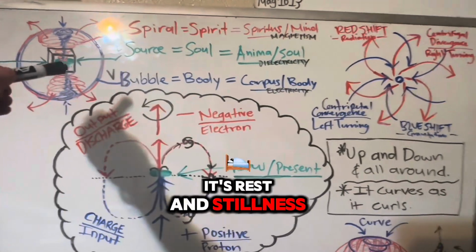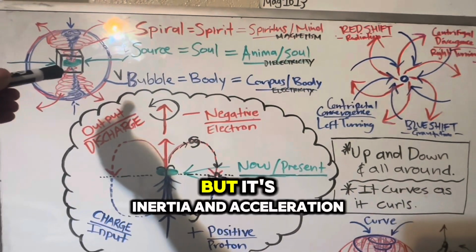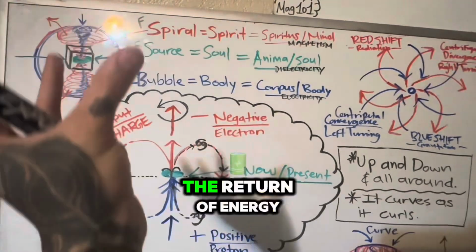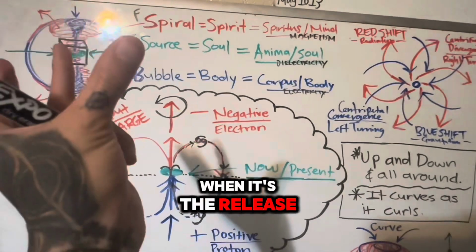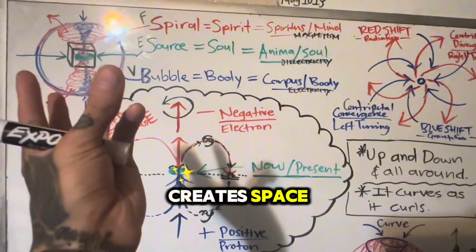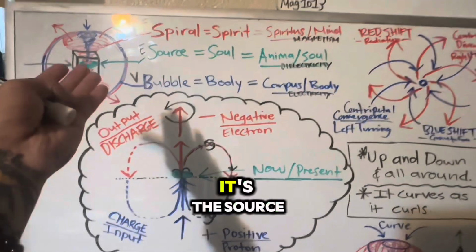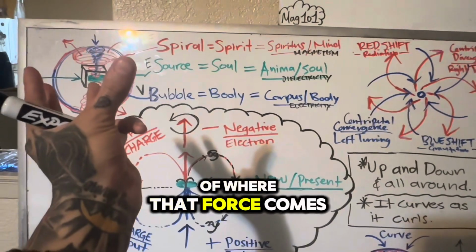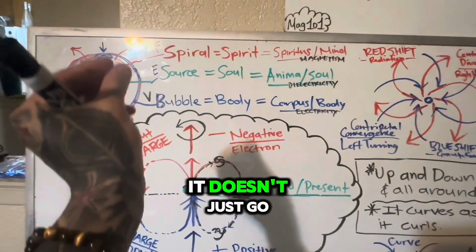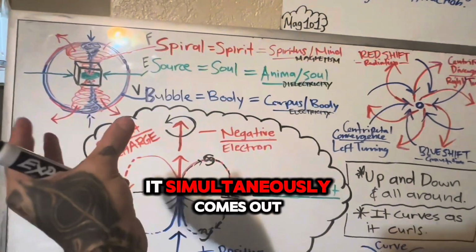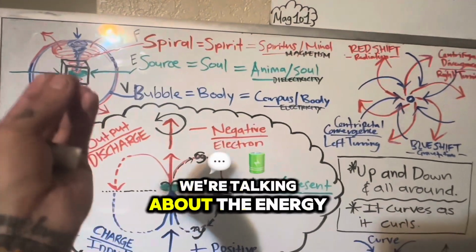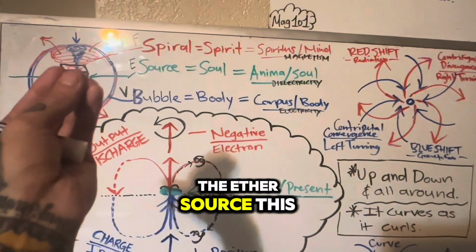It's rest and stillness when it's at the plane of inertia, but it's inertia and acceleration when it's the return of energy. When it's the release of energy, it's magnetism because it creates space. It's force. When it's dielectricity, it's the source of where that force comes out of. It doesn't just go out of the top into the bottom, it simultaneously comes out of the bottom into the top. We're talking about the energy, the ether source.